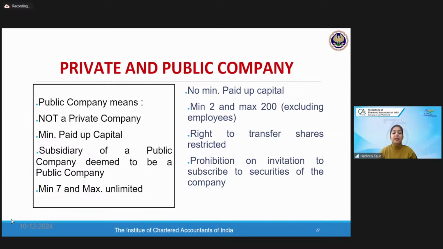Subsidiary of a public company is deemed to be a public company. So if you are a public company and you have a subsidiary, then that subsidiary shall also be deemed to be a public company. Means that will also be considered as a public company.